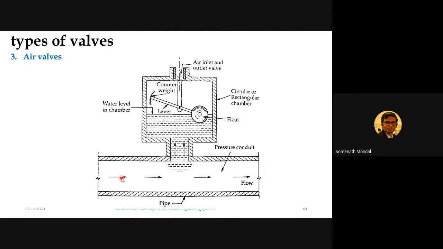So that is the way air relief valves work, and it helps in maintaining uninterrupted flow of fresh water, in case of maybe intermittent supply, during the time of flow. Is that clear now? So now I can move ahead. Yes, sir. Okay, very good.